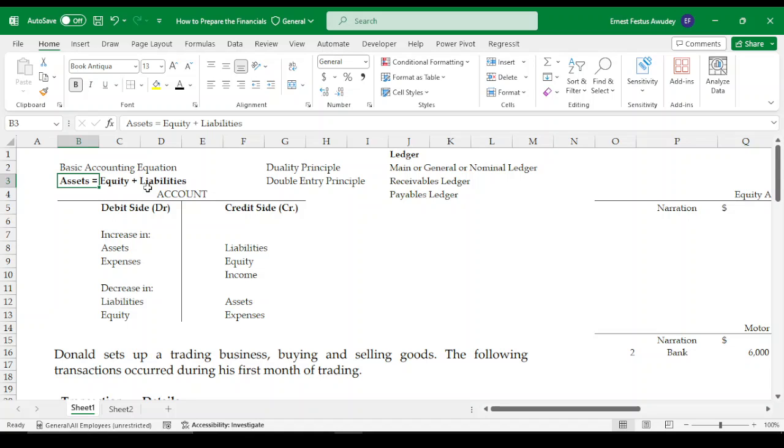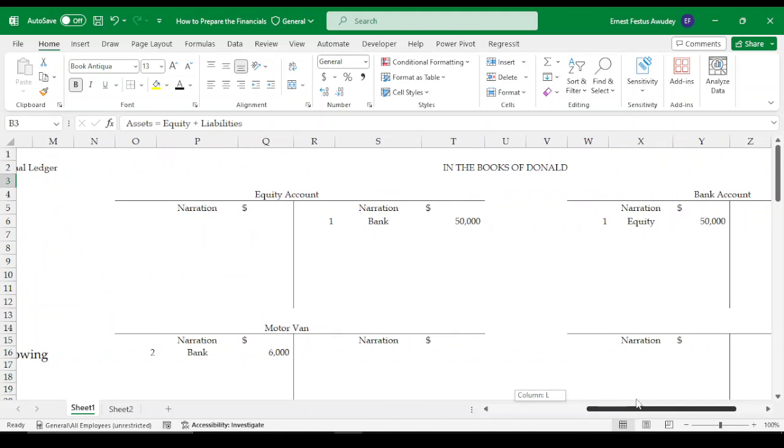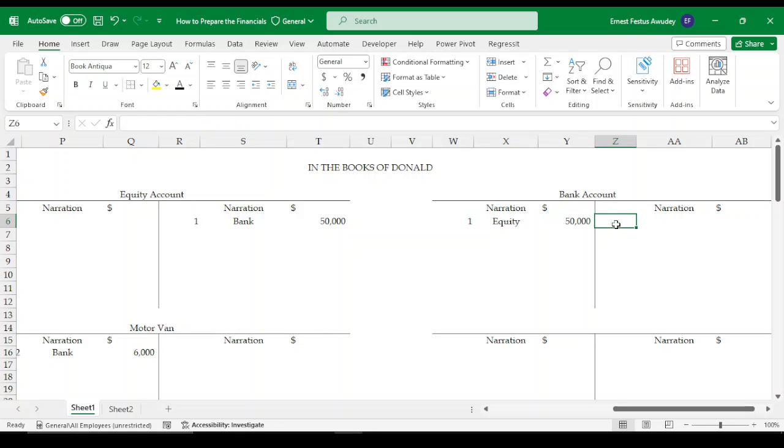And then similarly, if our assets have increased, then our equity and liabilities should have also increased. If the assets have reduced, then equity plus liabilities must also reduce, so that at any point in time, the equation is being satisfied. So that is what we are trying to achieve here. In this particular transaction, these are two assets, our motor van and our bank account. The motor van has increased, but our bank account has reduced, so that at the end of the day, our assets is still equal to our equity plus liabilities.